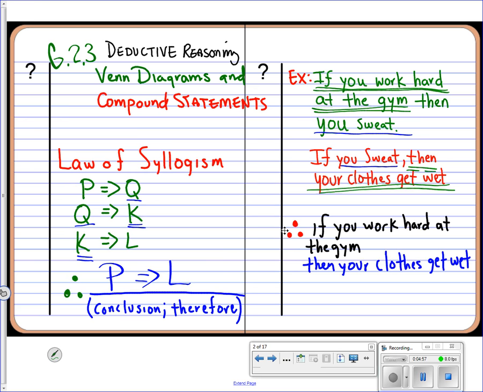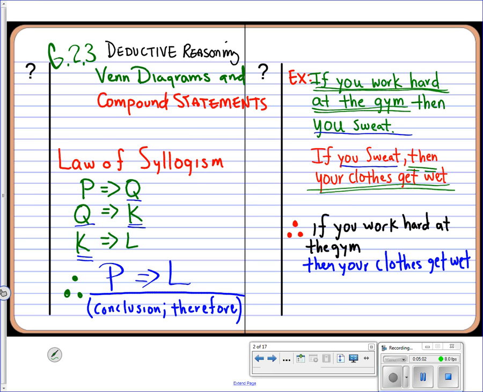This is a law of syllogism problem. I have a series of conditional statements. I can just combine and work the two together to simplify it and say, if you work hard at the gym, then your clothes will get wet. That's a natural conclusion to that series of conditional statements.